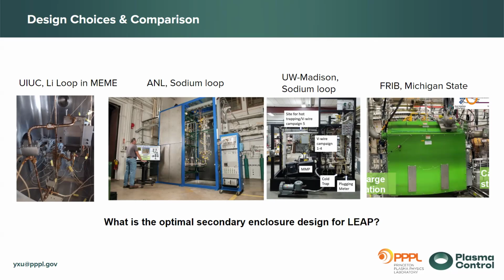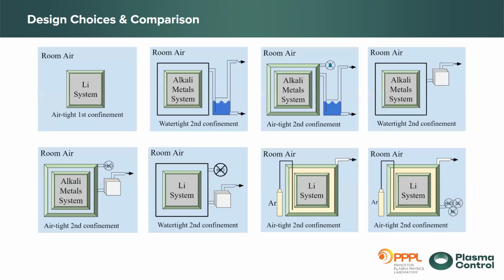So what is the optimal secondary enclosure design for LEAP? I'm going to go over these design choices very quickly. We listed and studied each of these scenarios, where you can have one layer or a second layer of confinement, whether it's exposed to the room air, and what is the way to get rid of the smoke and fires. For example, on the second and third, there's a water tank attached to it. This is the wet scrubbing system developed at Argonne National Lab. In fact, their whole building is attached to a water tower that can scrub any smoke and fire in case incidents happen inside the building.